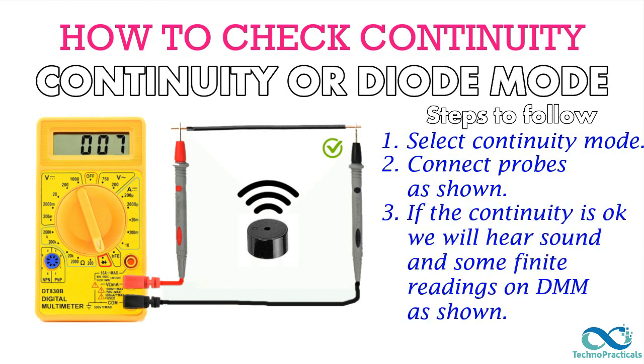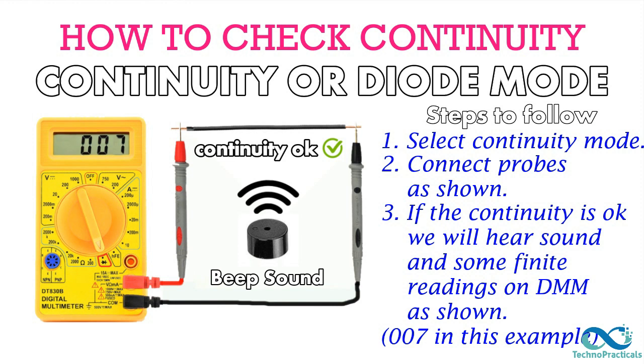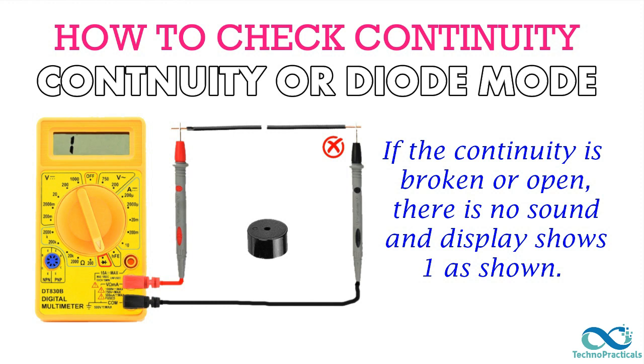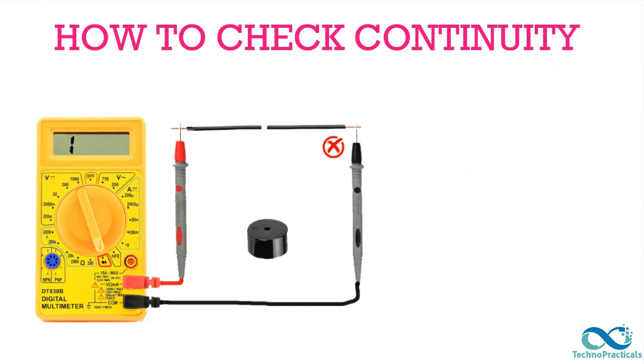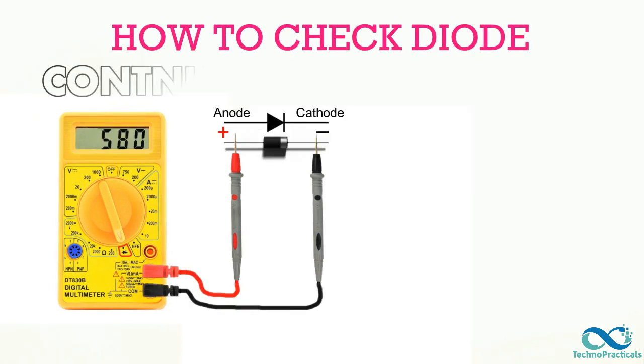If the continuity is found to be okay, you will hear a beep sound from the multimeter and some finite readings will be shown on the display of your digital multimeter, as can be seen in this example. If the continuity is found to be broken or open, there is no sound from the multimeter and the display shows 1, which shows an open circuit or broken connectivity. In this mode, we can check diodes as well.